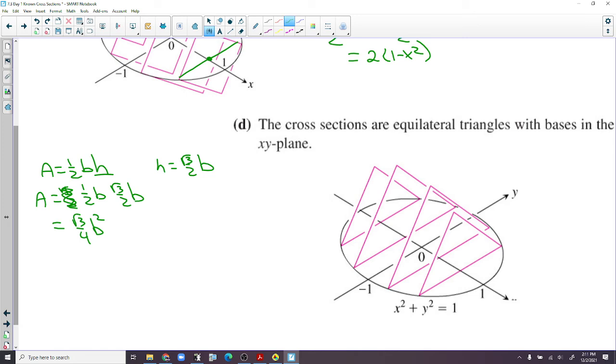But I need that in x. So square root of 3 over 4, this is the 2 times square root of 1 minus x squared, squared. That's the base. That's what's sitting on the xy plane. So 2 squared is 4. So we have square root of 3 times 1 minus x squared.